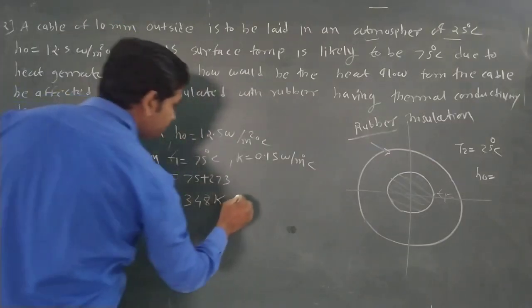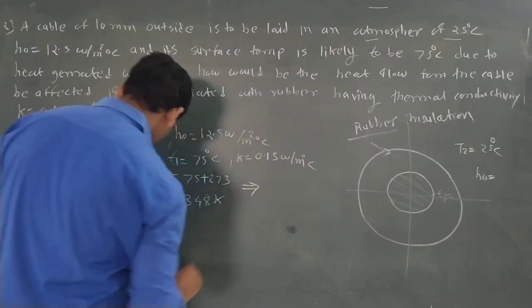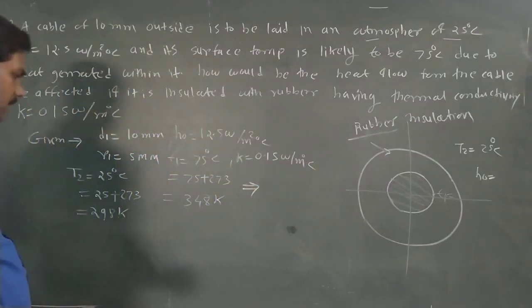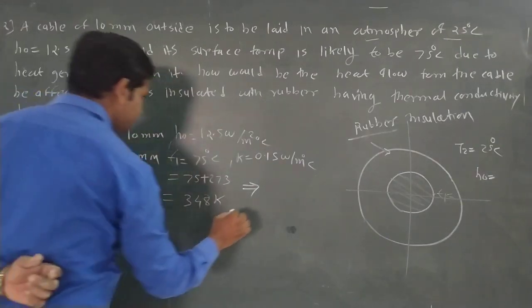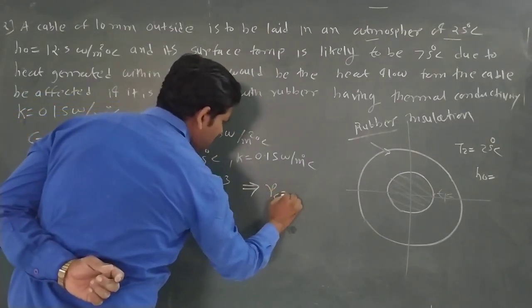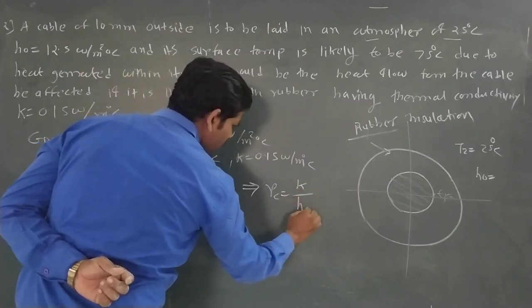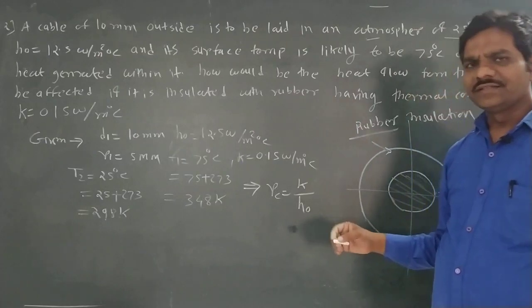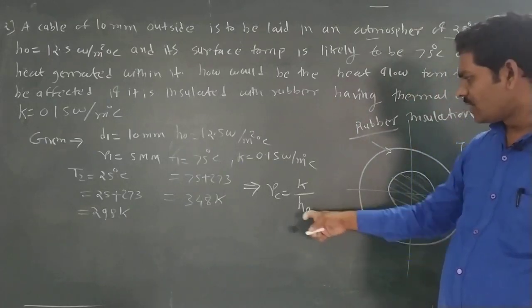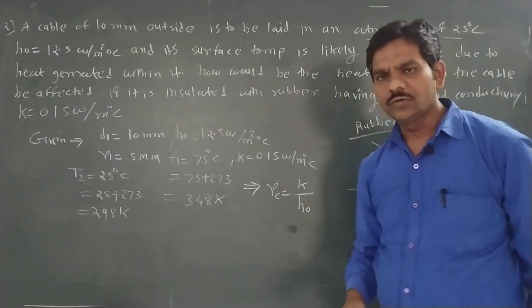See here. First of all, we calculate the value of RC. So what is the formula for RC, guys? For a cable, RC is equal to K upon HO. This is the formula we have. A cable is nothing but in the form of a cylinder. So RC is equal to K upon HO. So put the values.